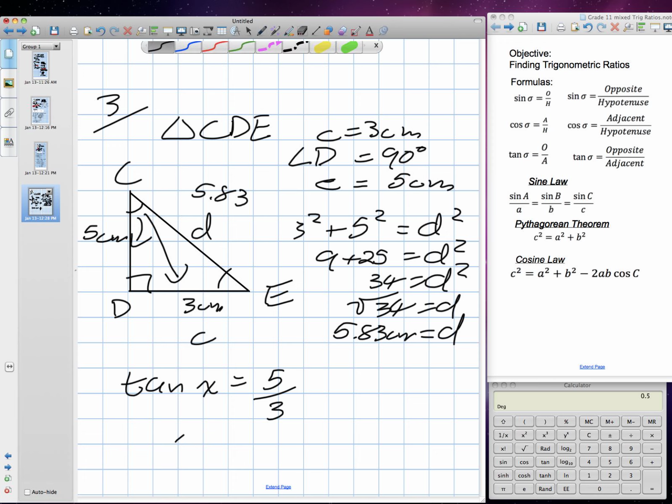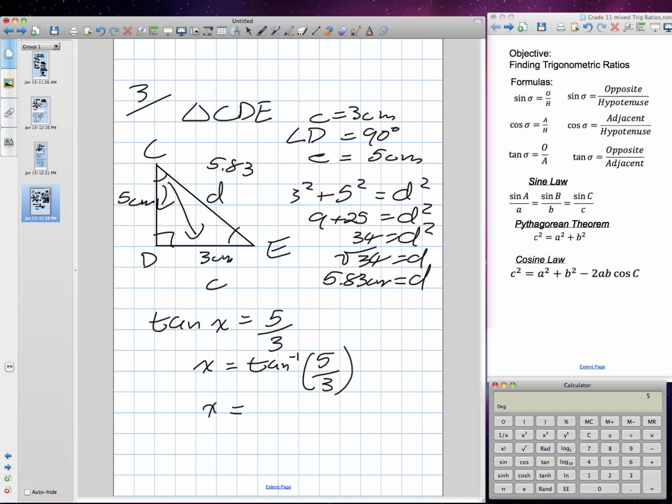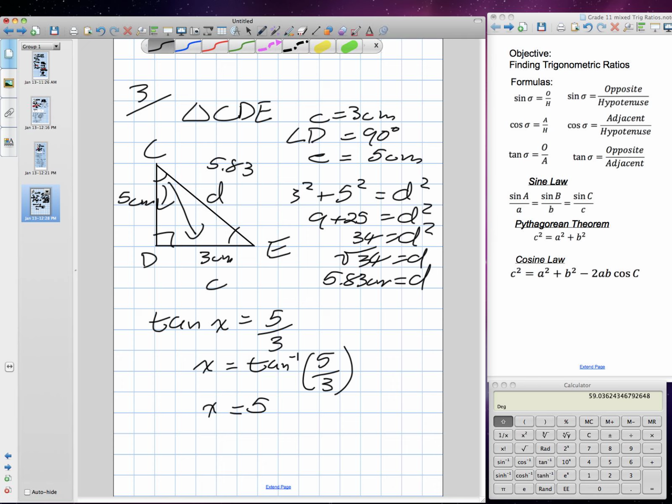So we get tan inverse of 5 divided by 3. So 5 divided by 3, tan inverse, 59. Some people round it to 60. That's fine. So X, or C in this question, angle C, was 59, which meant, according to our addition and subtraction, angle E would be 31 degrees, because a triangle adds up to 180.